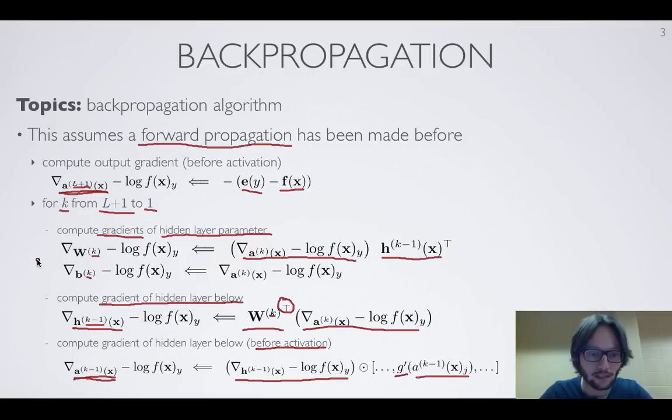until we reach the last hidden layer. So this is the backpropagation algorithm, and we see that it actually does the opposite of the forward propagation. Instead of going from the input layer to the output layer, it starts from the output layer and goes through the hidden layers in the reverse order, from the topmost hidden layer to the bottom one.